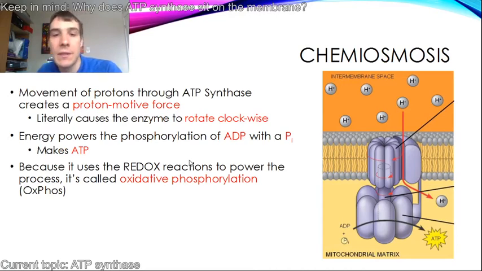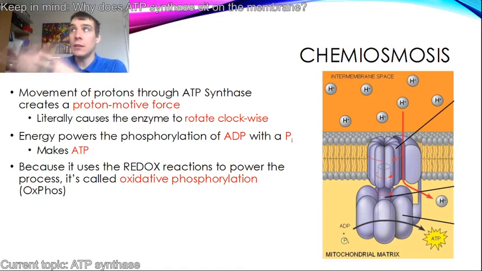It goes through a process called chemiosmosis. You might know osmosis as water moving from low concentration to high concentration of water, or from low concentration of solute to high concentration of solute, rather. Sorry. Chemiosmosis is chemicals moving from high to low. So you see that there's a high concentration of H plus on one side and a low concentration of H plus on the other side.